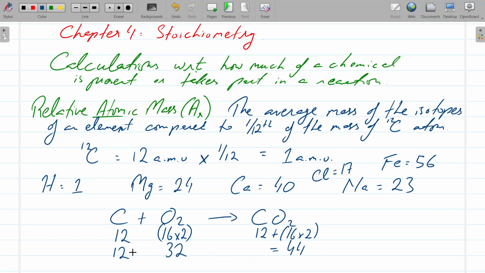And all of these, we're not putting a unit against them. I said atomic mass unit because that's a reference, but we're not saying grams or something. Why? Because this is relative atomic mass. It's relative, which means we're not putting a unit to it.